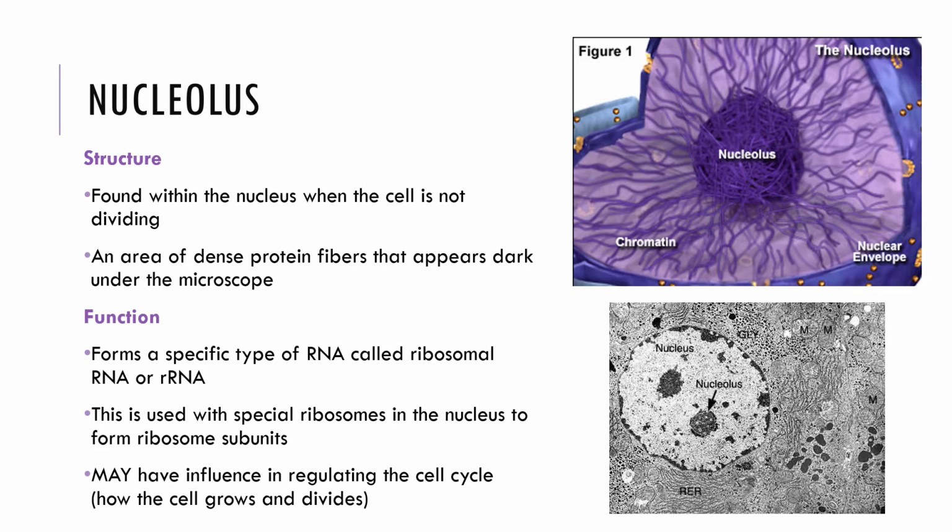What does it do? Why do we have this nucleus inside of a nucleus, essentially? Well, it makes a very specific type of RNA called ribosomal RNA, rRNA. Basically, it makes the nucleic acid portion of the ribosome. Remember that ribosomes were just a nucleic acid and a protein mixture. So without this portion of the ribosome, they wouldn't be able to work and make proteins for us. So essentially, the nucleolus is required for ribosome production.